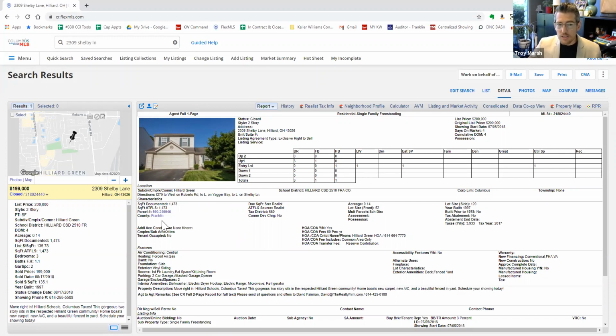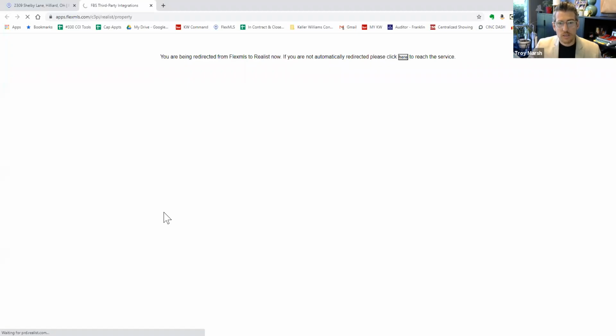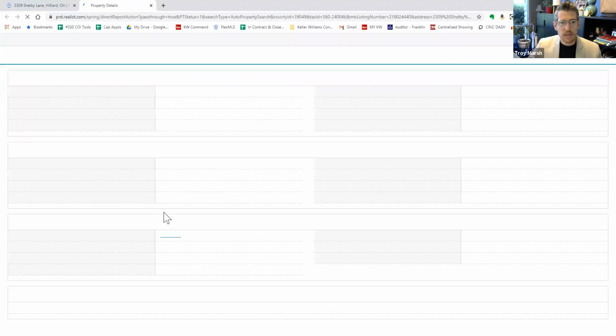Now from the listing, we're going to also be able to click on the county here. If you have never done this or you're not super familiar with the MLS, there are 2 links in each listing that are super valuable. Number 1 is the parcel number. It's a hyperlink. When you click on it, it opens up what we call Realist. And here in a second, it's going to take us there.